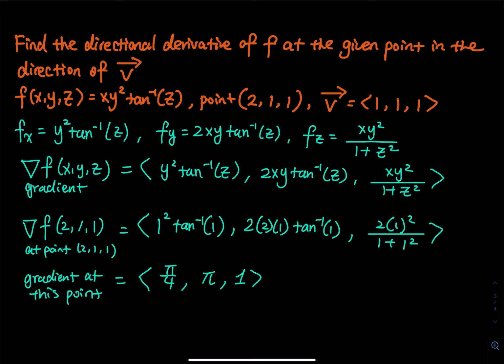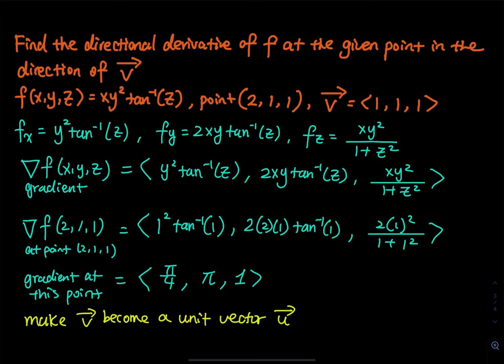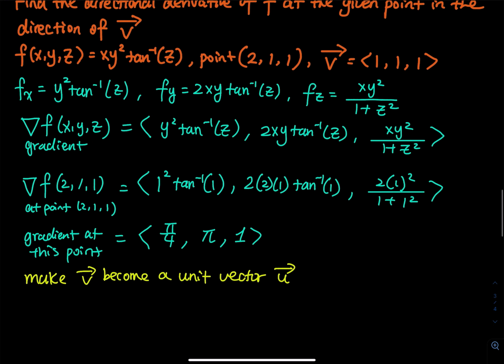And then what is next? The next step is we have to make the vector v become a unit vector u. A unit vector u. Alright, so the way we do it is, just like a number, let's say I give you the number 4. How do you make 4 equal to 1? You simply divide it by 4. That is equal to 1. So the unit vector u equals vector v divided by its magnitude.